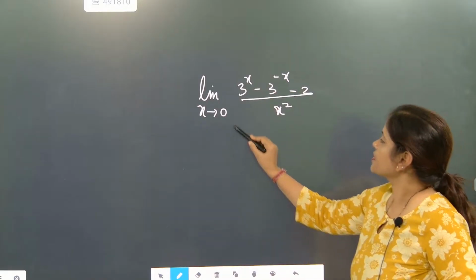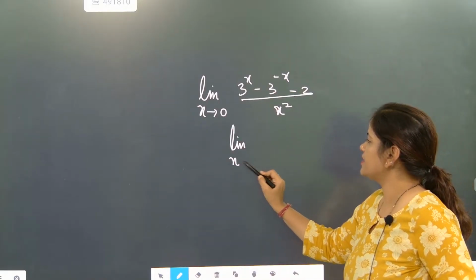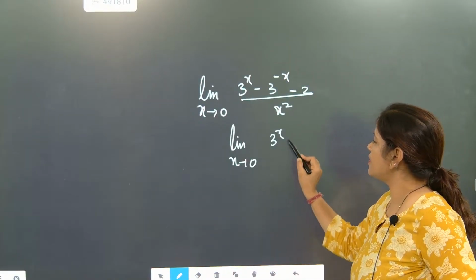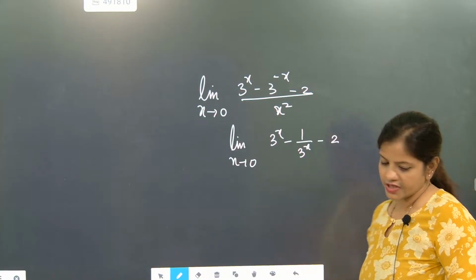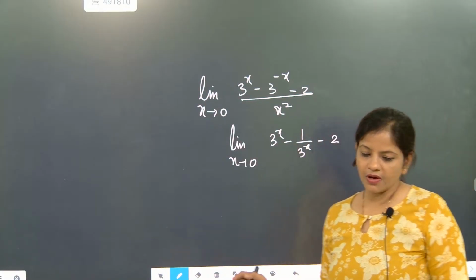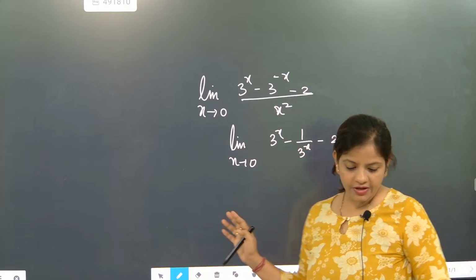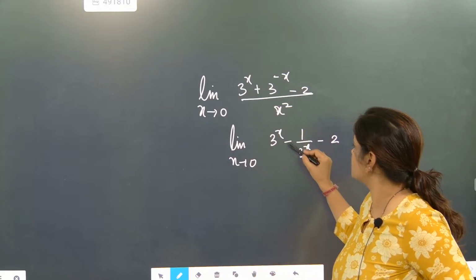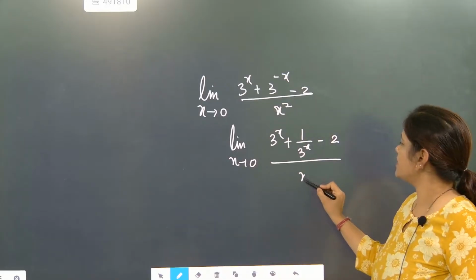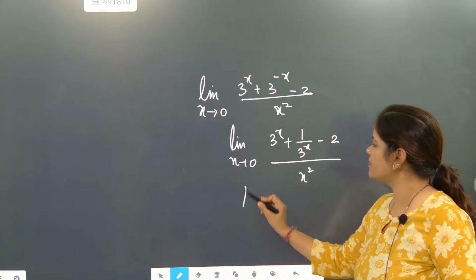Now look, one simple technique is there. Limit x tends to 0, (3 to the power x minus 1 by 3 to the power x minus 2) by x square is there. Okay. So here 3 to the power x, minus 1 by 3 to the power x. Sorry, here plus will be there. I made a mistake. Now here x square. So now this and this will become what?